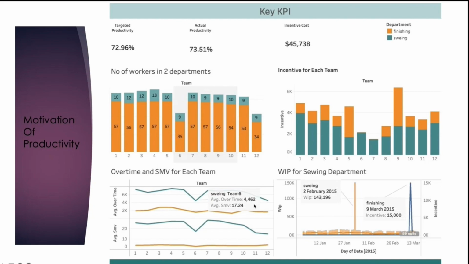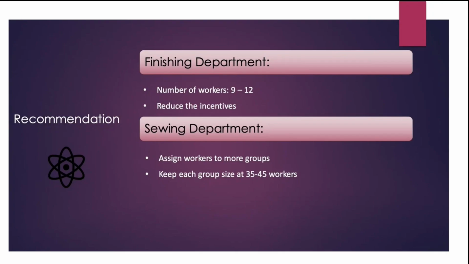After the analysis, we have some recommendations for both the finishing department and the sewing department. The sewing team gets the incentive each month, but the finishing department gets the incentive at the end of the quarter. The finishing department's assigned workers are roughly 9 to 12, as they aren't impacted by the incentive. So the company can reduce the incentive for the finishing department.